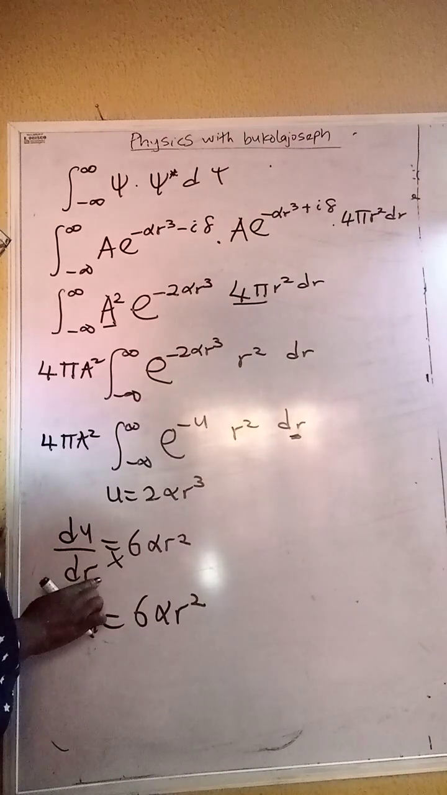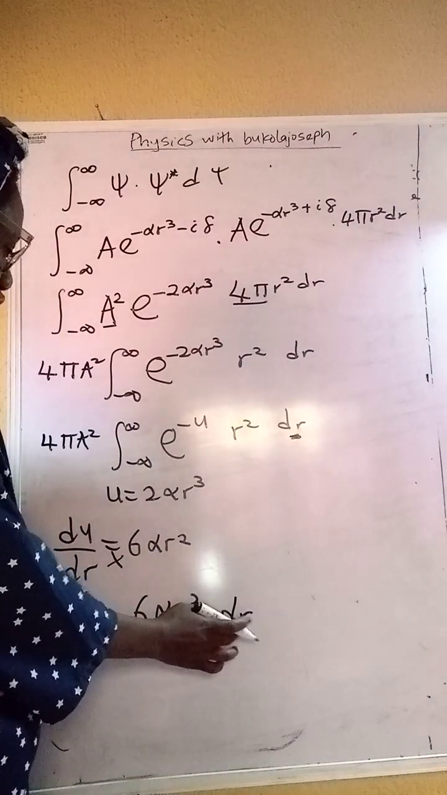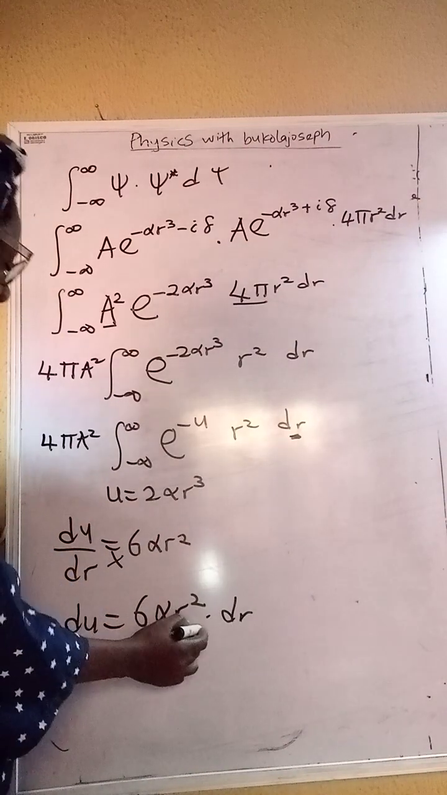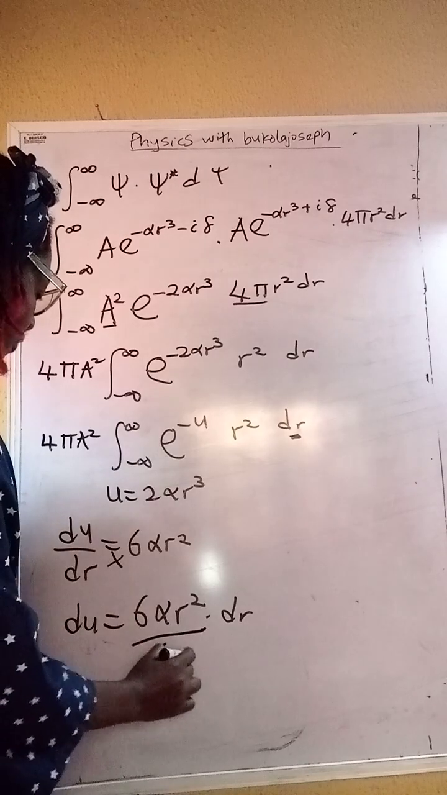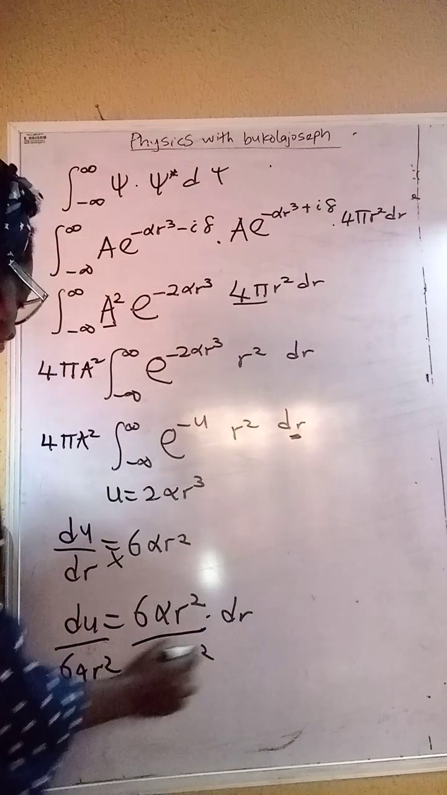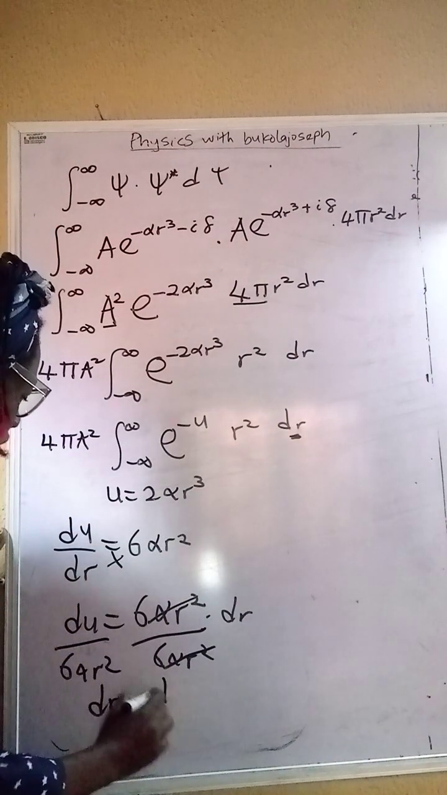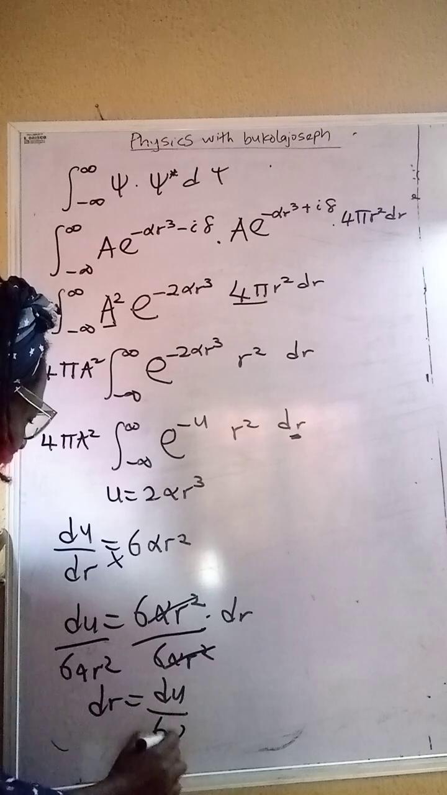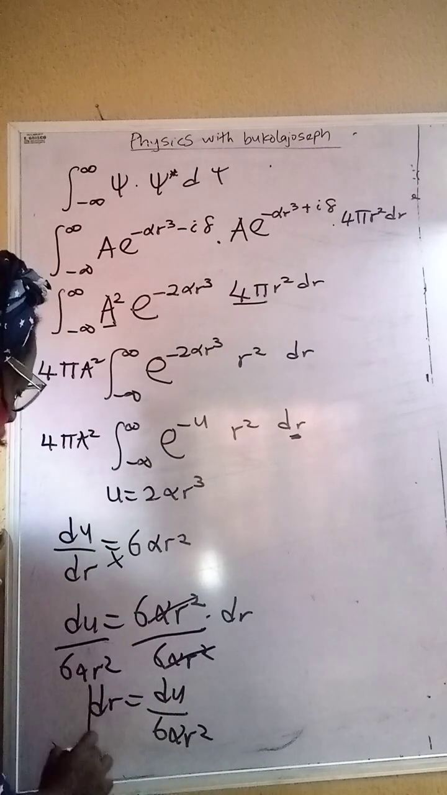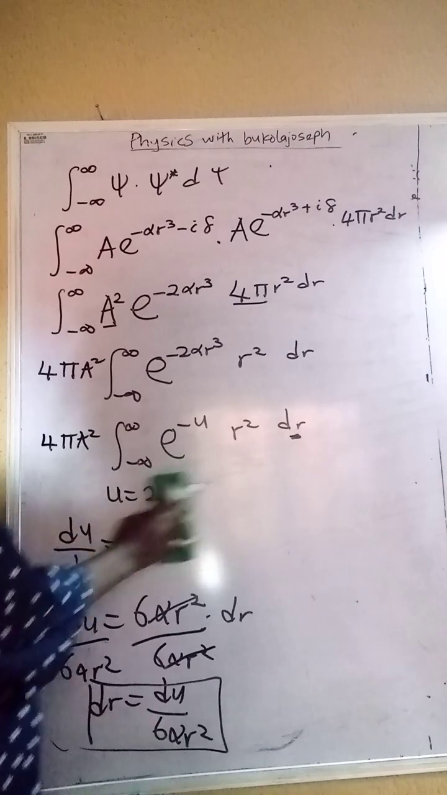If we cross multiply, we have this times dr. We want dr to be the subject of the formula, so we divide both sides by 6 alpha r squared. This will cancel this, and then dr will be equal to du all over 6 alpha r squared. So we are going to be substituting this into this. Permit me to wipe this side.